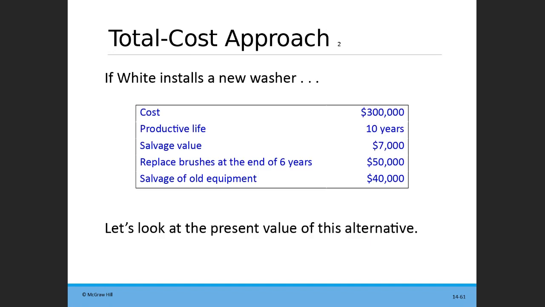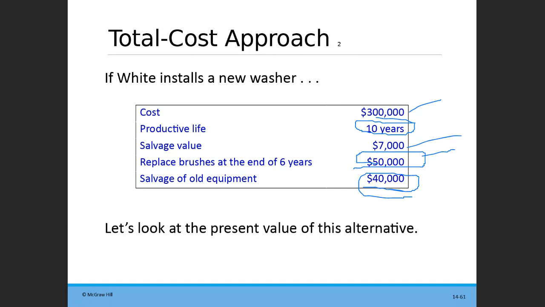So if we install a new washer, 3,000 is going to go out. We can use it over 10 years. At the end, we can get some cash flow in of 7,000. We'll have a little more cash flow out when we replace the brushes. And then we would be getting rid of the old stuff, so we'd have an immediate cash flow in from the old stuff.